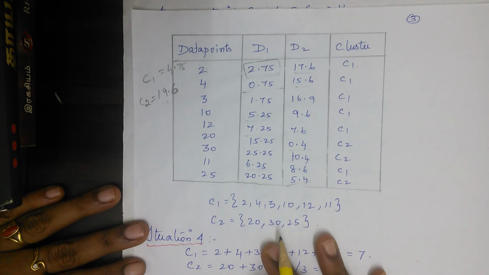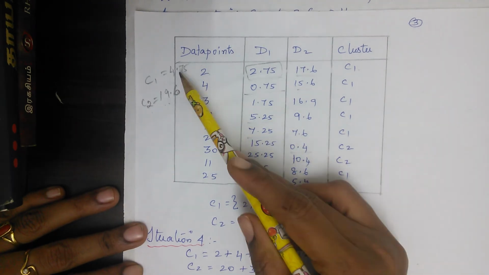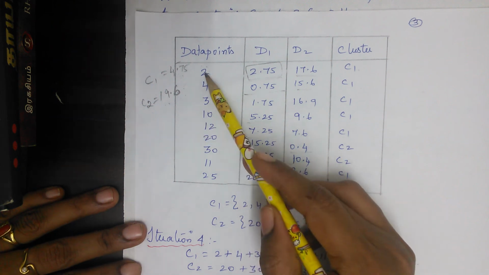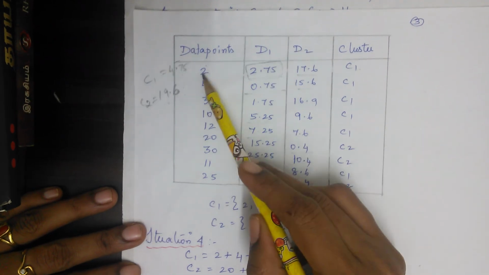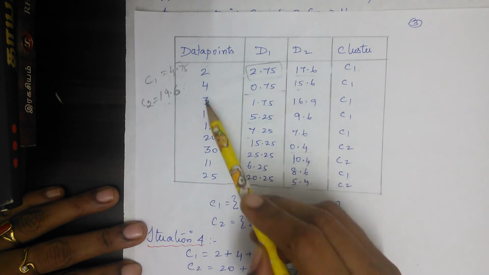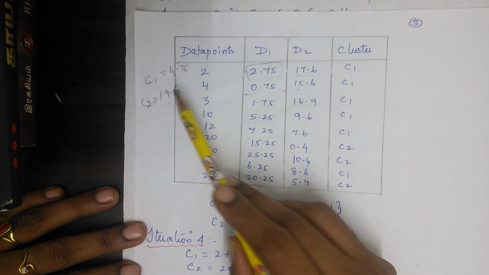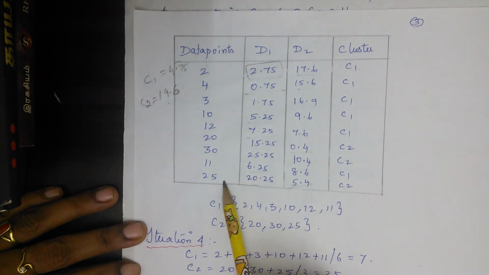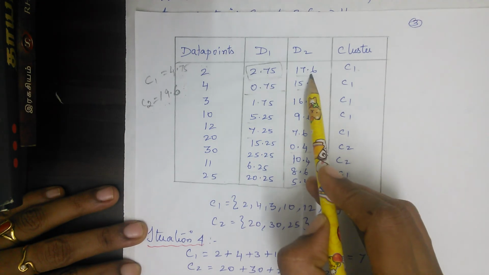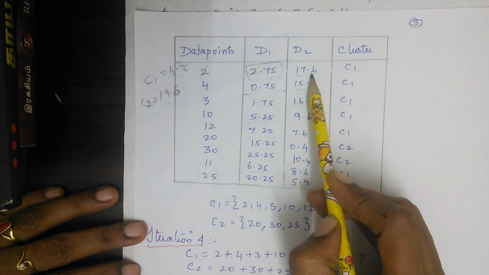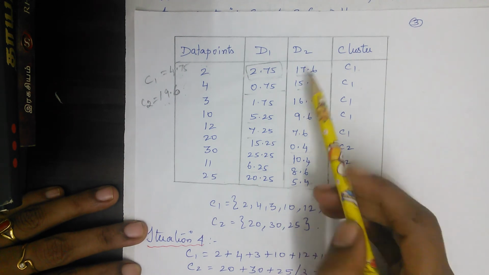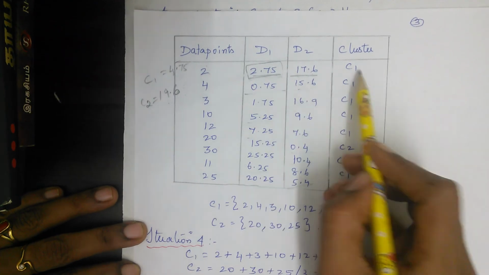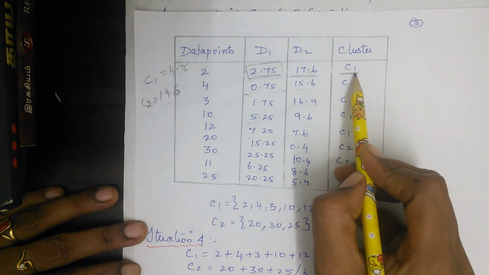Again I am going to calculate the distance between the centroids C1 and C2 and the data points. So 2 minus 4.75 is 2.75, and 2 minus 19.6 is 17.6. 4 minus 4.75 is 0.75, and 4 minus 19.6 is 15.6. Likewise you calculate till 25, and you get D1 and D2. Again the same procedure to see which data points fit into which cluster, C1 or C2. You check D1 and D2, whichever is smaller, that is closer to the data point, you fit that data point into that particular cluster, C1 or C2.